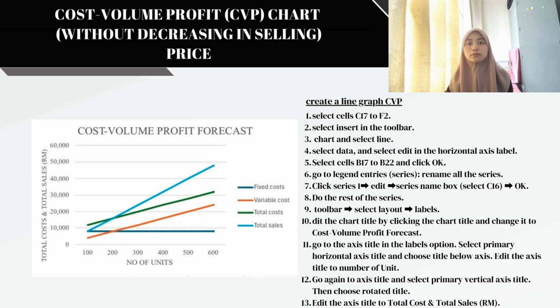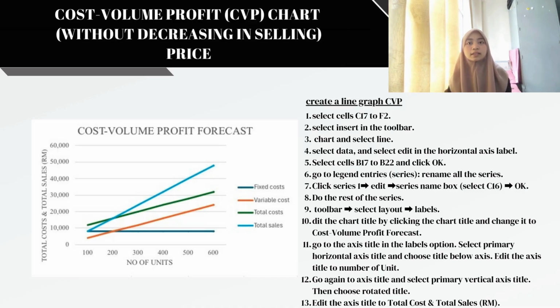However, the graph needs to be formatted to make it understandable. As such, we need to select Layout in the toolbar, then go to Labels. To make sure the chart title does not disturb the plot area, we need to resize the plot area. Next, edit the chart title by clicking the chart title and changing it to Cost Volume Profit Forecast.